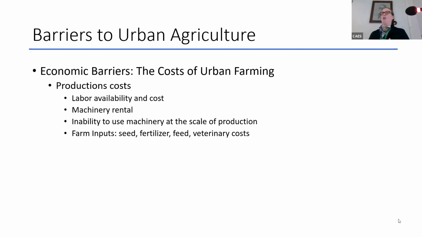So I did some work at Kentucky State University looking at saffron production in a green roof. That would be an example of a crop that relies heavily on hand labor anyway, so you're not increasing the cost moving to a rooftop. But farm inputs are also a substantial cost, and that includes seeds, fertilizers, compost, and if you have animals, feed and veterinary costs.